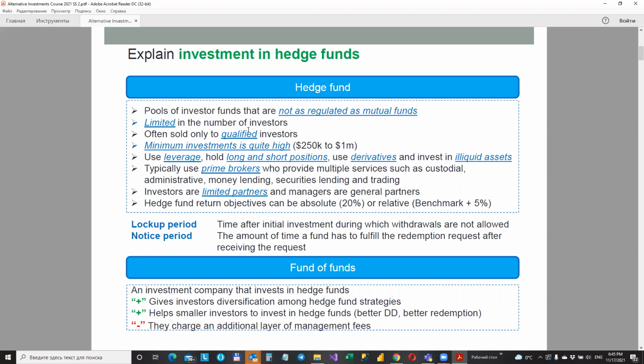Then there is another structure called funds of hedge funds. That is, funds that hold a portfolio of hedge funds. They create a diversified portfolio of hedge funds and invite participation from smaller investors, or those who do not have the resources, time, and expertise to choose among hedge fund managers.